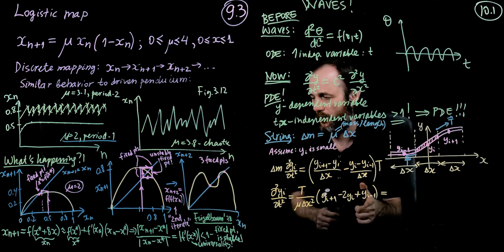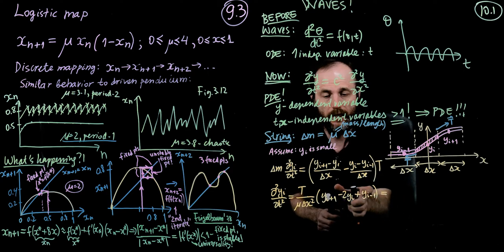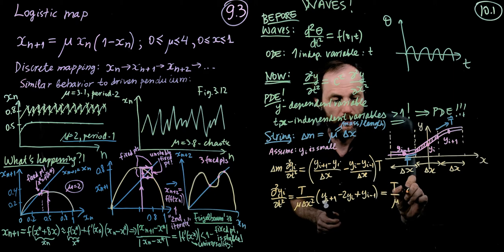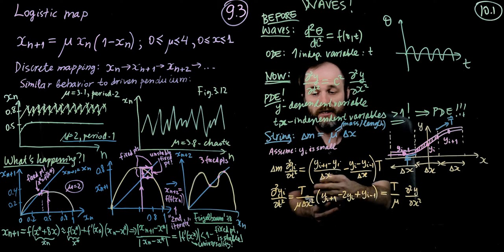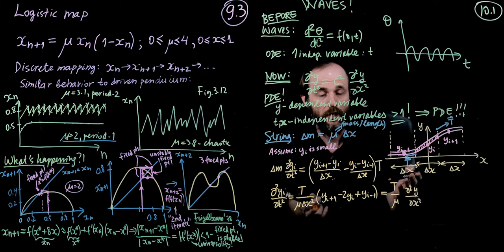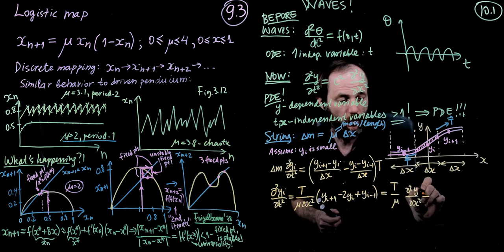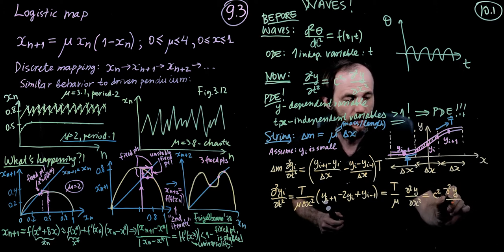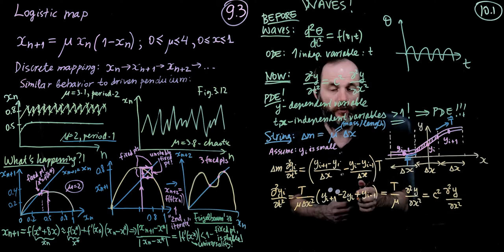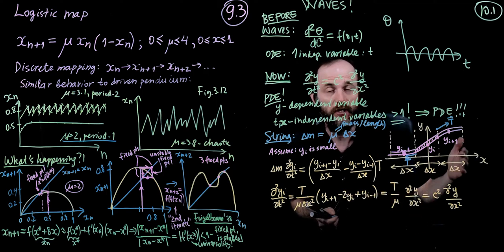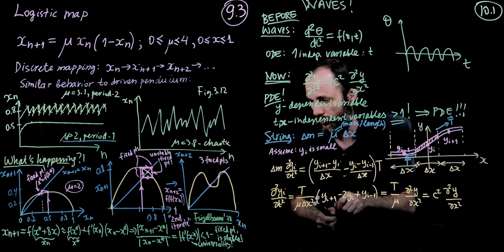Or, in other words, you might have actually seen this expression. It's a second derivative of y with respect to x. This is T divided by mu times d2y dx squared. So we have just derived the PDE that describes propagation of waves through the string. If we were to denote this prefactor as c squared, we will have obtained the equation in the exact same form as we wrote it to begin with, where c, as we will see in a second, will actually be the speed with which the waves can propagate through the string.